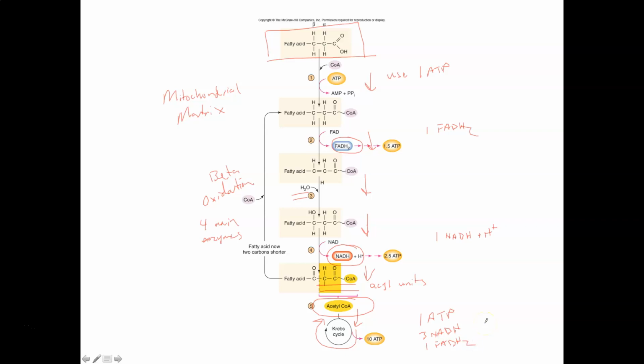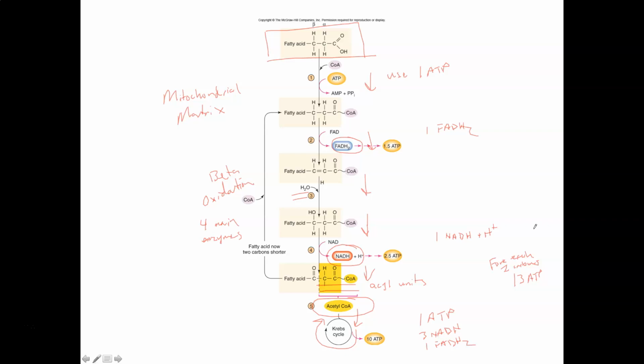So if we were to look at what we actually get from beta oxidation, for every 2-carbon subunit that is removed, we're going to net 13 ATP. Okay, so this is for each 2 carbons that's removed. And remember, fatty acids typically have anywhere from roughly 16 to 18 carbon units. So you can generate a lot of energy from 1 fatty acid molecule.